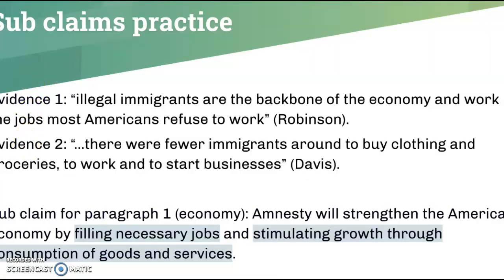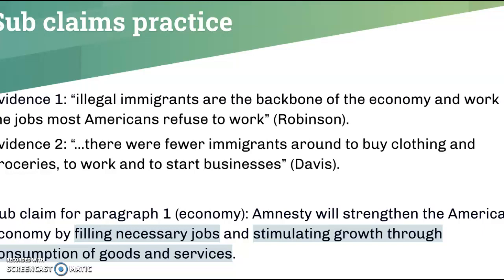And these samples of evidence are from the articles that we've read in class, so none of it should be super crazy to us. The first one says, illegal immigrants are the backbone of the economy and work the jobs most Americans refuse to work. So this quote is basically telling us illegal immigrants are doing jobs Americans don't want to do anyways. They're doing essential labor jobs.